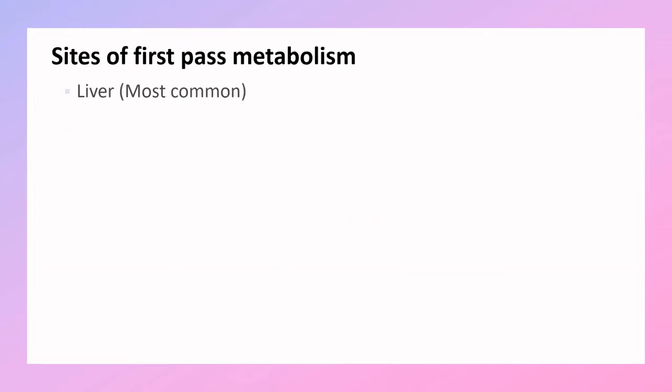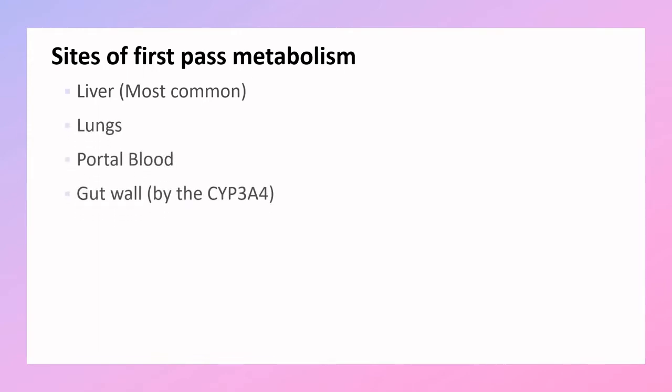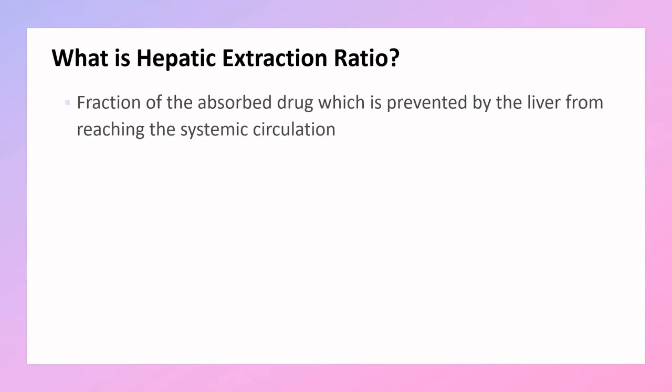Let us now have a look at the sites for first pass metabolism. As I have already told you, the liver is the most common site of first pass metabolism. Other than the liver, first pass metabolism can also occur in the lungs, the portal blood, as well as the gut wall. In the gut wall, due to the presence of the enzyme cytochrome 3A4, first pass metabolism of a drug can occur.